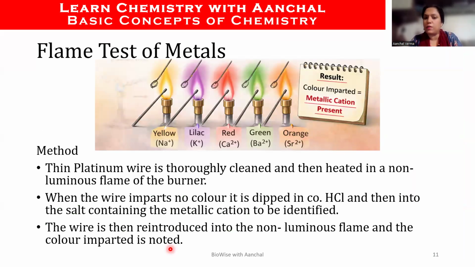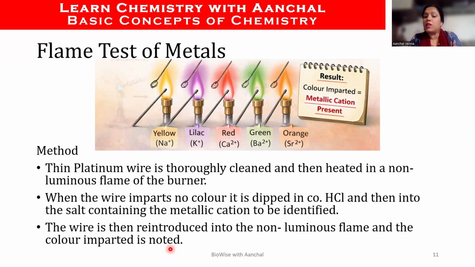You should know how the flame test is done. Now, for the flame test, a thin platinum wire, first it should be cleaned, so that there is nothing on it, and then heated in a non-luminous flame till it imparts no color, showing that there is nothing on the platinum wire. Now, why platinum wire? You know that it's a non-reactive metal. That is why platinum wire is used.